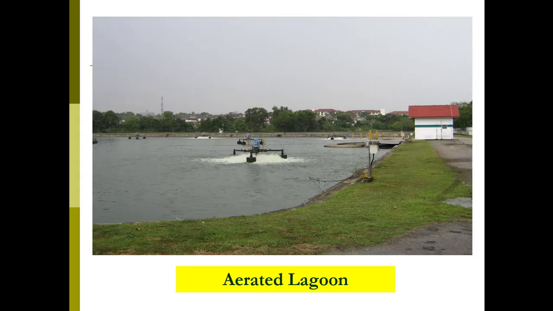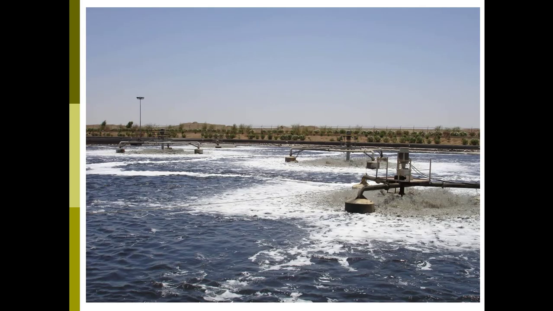This is a photo of an aerated lagoon, and as you can see here, these are the floating surface aerators. They are always floating on the surface of the lagoon and provide mechanical aeration and mechanical mixing. This will mix the water and allow the air to enter and be dissolved in the water. This is another photo of a floating surface aerator.